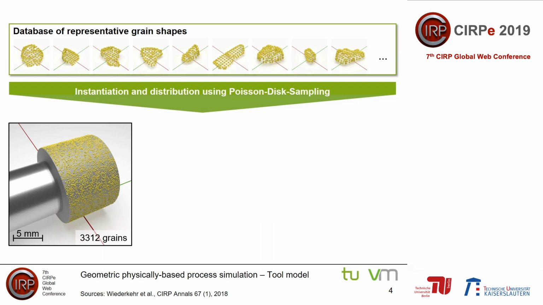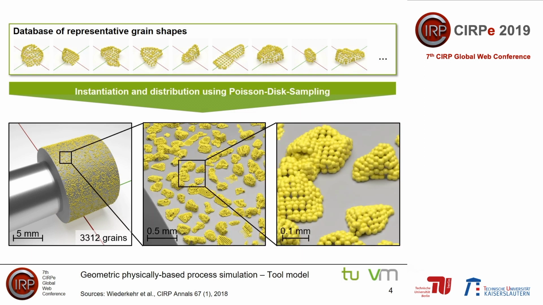Here, you can see an example of a random distribution of 3,312 diamond grains on a cylindrical grinding tool. Please note that each grain is modeled by a point cloud. Since the grain database contained only about 80 representative grain shapes, each of these point clouds was used multiple times.